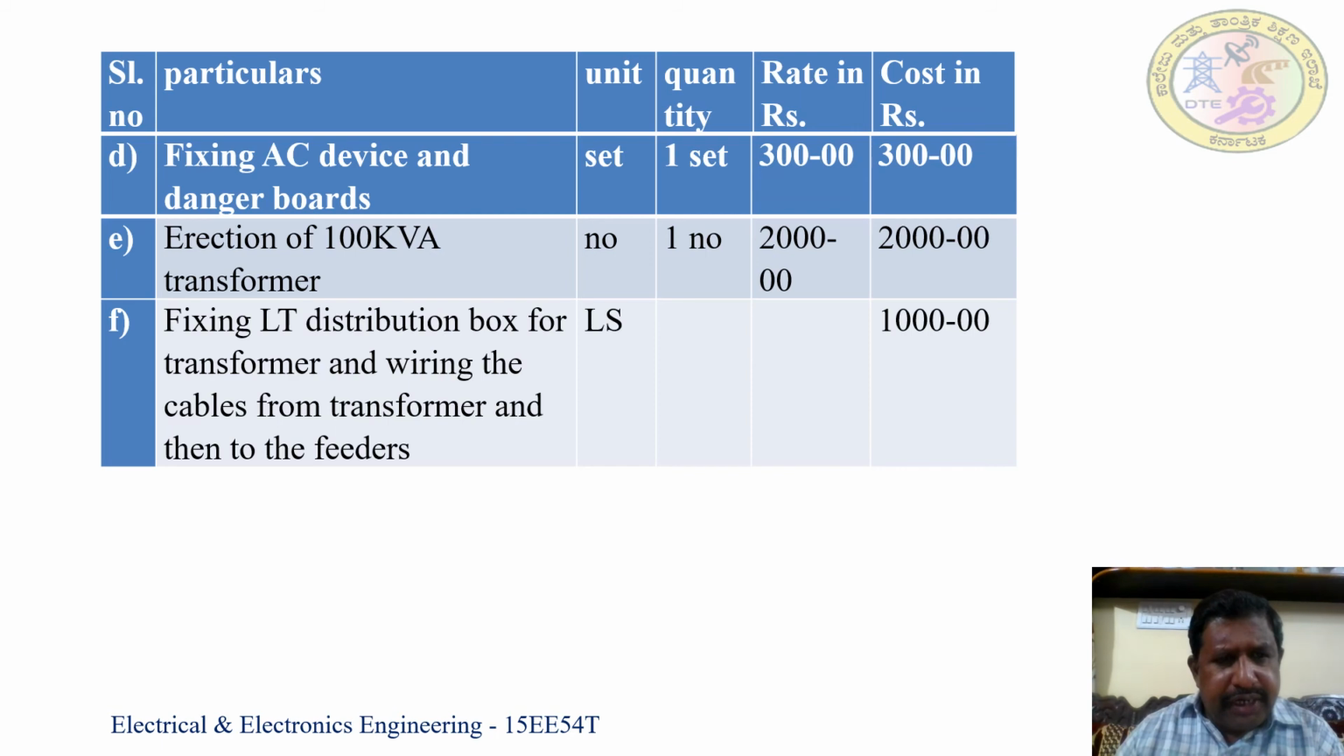Next item is erection of 100 kVA distribution transformer. Unit is in number. Quantity is 1 number. Rate per each 2000 and the cost is rupees 2000. Next is fixing of LT distribution box for the transformer and wiring the cables from the transformer into the feeders. So the unit is lump sum and the cost is 1000.